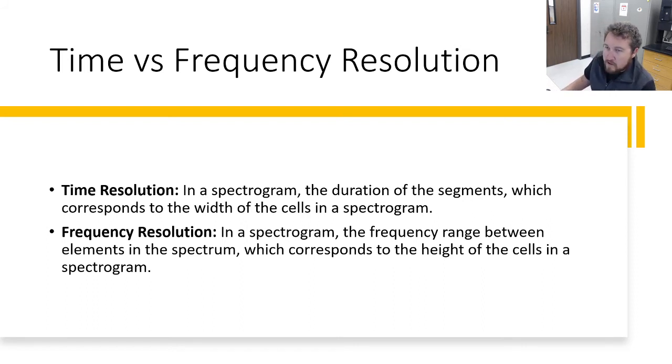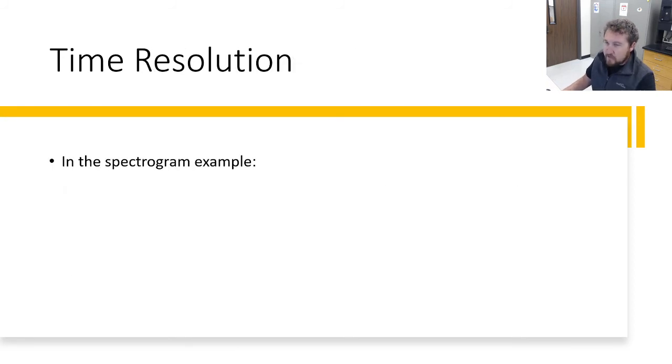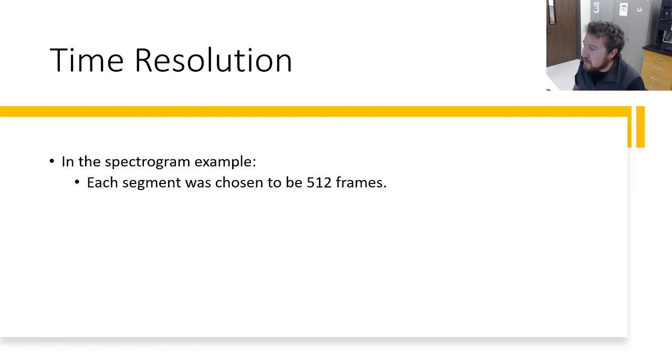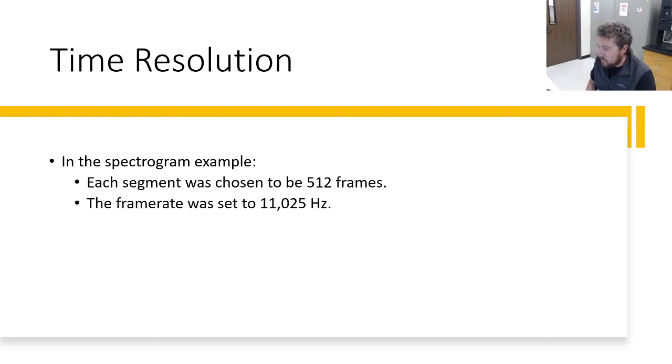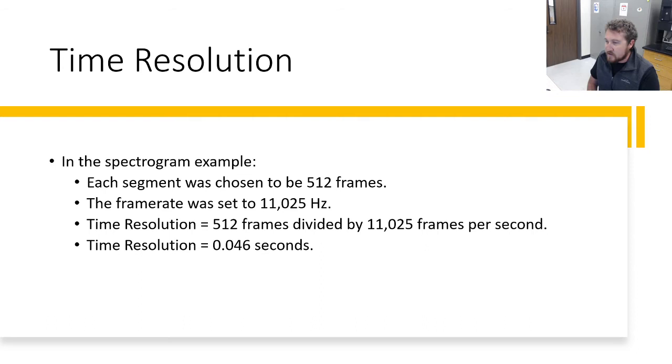Now, what are the time and frequency resolutions of our example here? In the spectrogram example, each segment was chosen to be 512 frames, so 512 samples. The frame rate is set at 11,025 hertz. The time resolution is equal to 512 frames divided by 11,025 frames per second. Frames divided by frames per second gets you seconds. So the time resolution here is 0.046 seconds, and the width of each cell is 0.046 seconds.